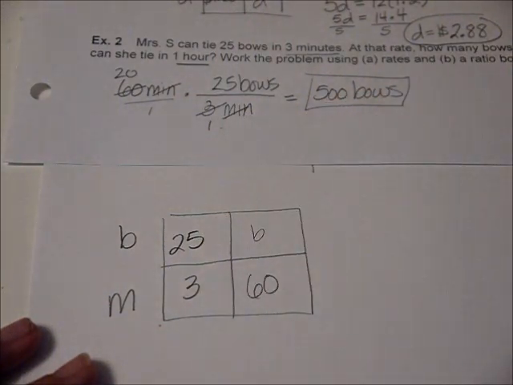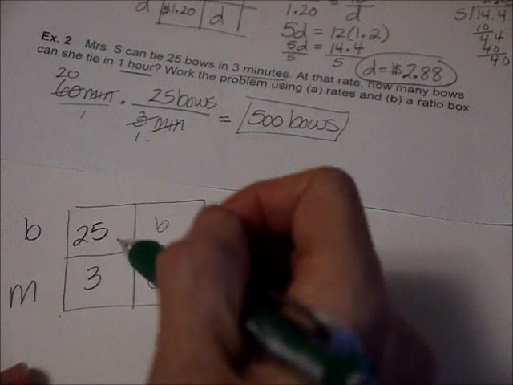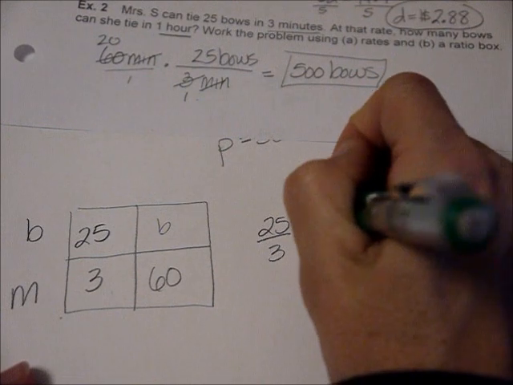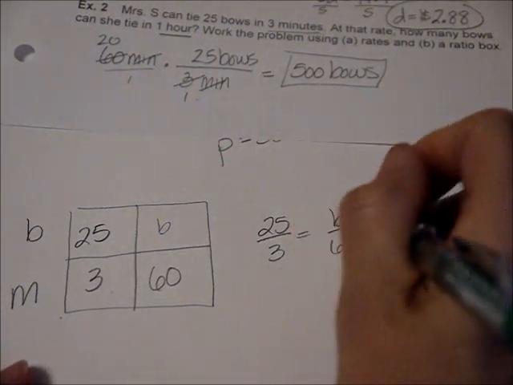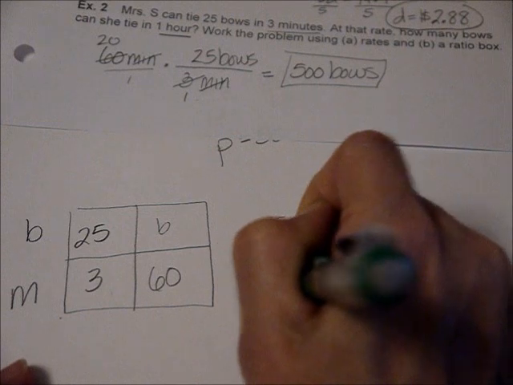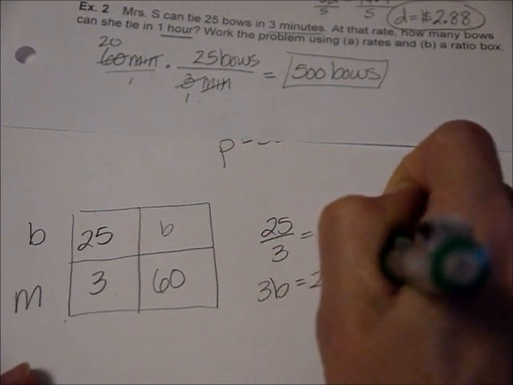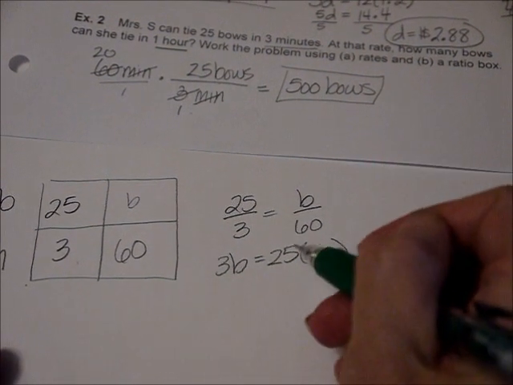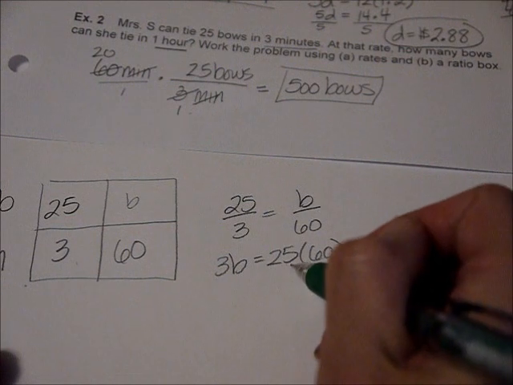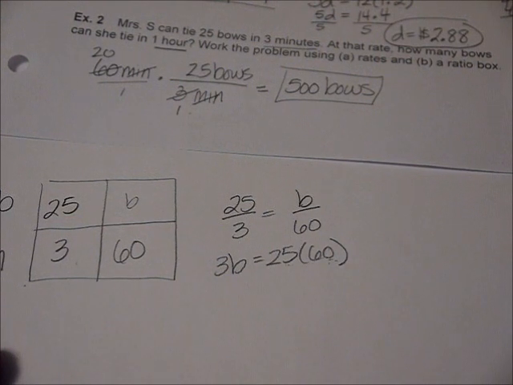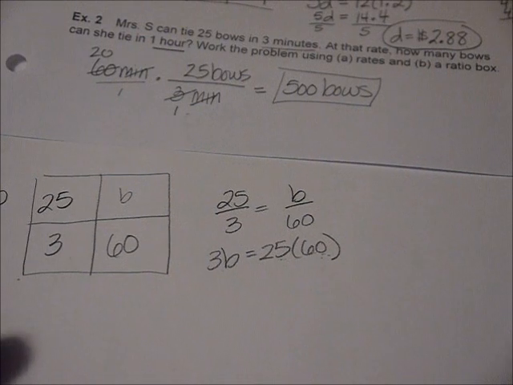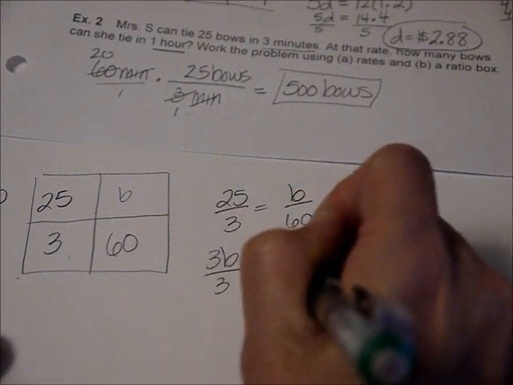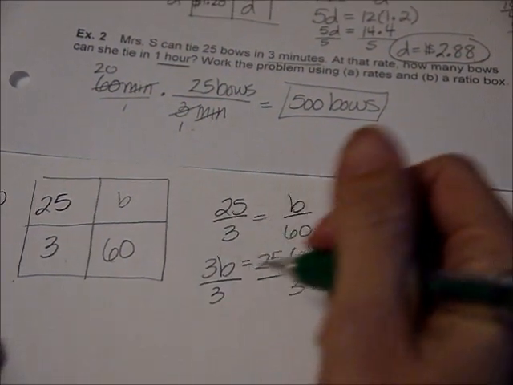Okay. So here are our fractions. So we can say 25 thirds equals b over 60. And now we do the cross product. So 3b equals 25 times 60. Now, in order to save some work, instead of actually multiplying 25 times 60, let's leave them next to each other like that, and it's totally legal. And get b alone without actually multiplying this yet. So to get b alone, we're going to divide both sides by 3. And now we can simplify.